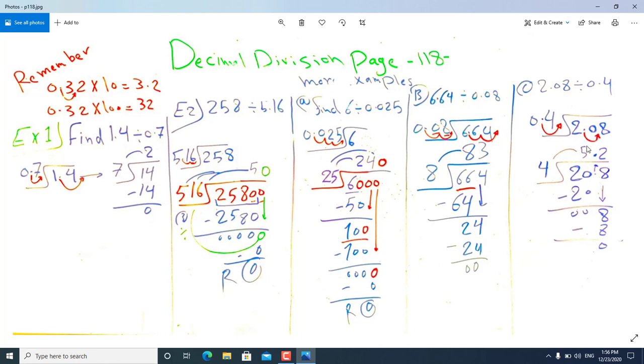20 divided by 4 is 5. 5 times 4 is 20. We subtract and get 0. We bring down the 8. 8 divided by 4 is 2. 2 times 4 is 8. We subtract and get 0. So this one we are done with.